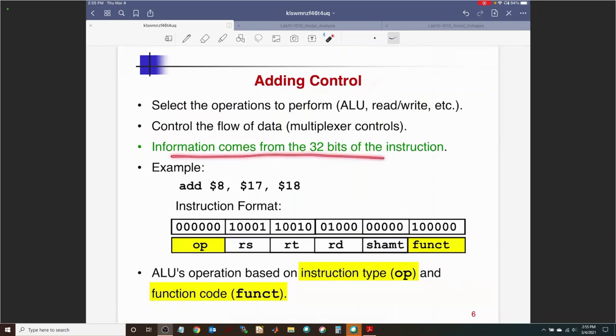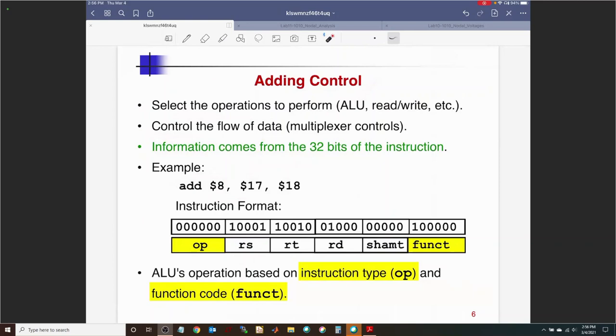Information comes. Where is the information going to come from? Like what controls, right? The instruction itself is going to have fields that will allow that control unit to operate on. In other words, the input to those control units is coming from the instruction itself. So if you look at a 32-bit instruction, for example, over here, this is an add instruction, an R-type instruction in which you are adding the contents of register number 17 and 18, and you are putting the result into destination register number 8.